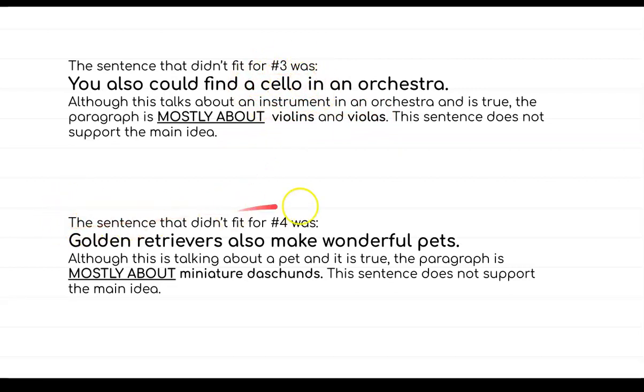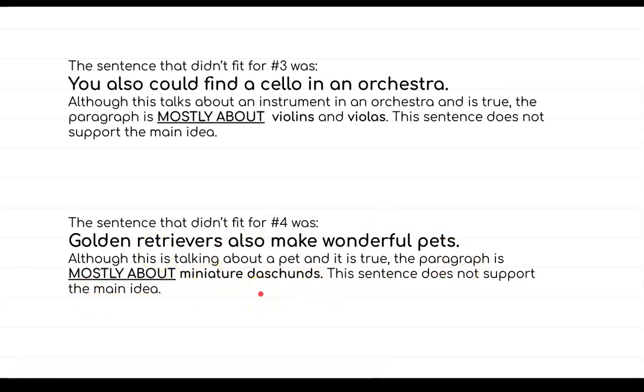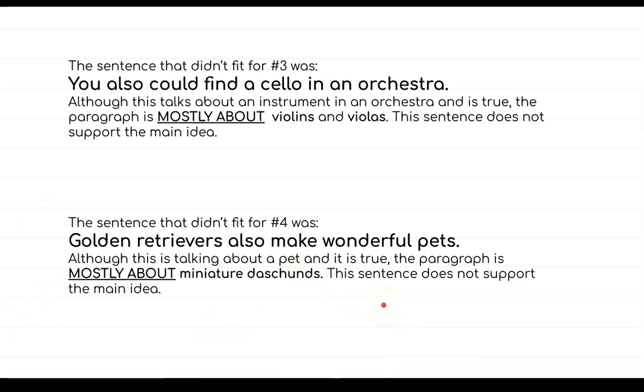The sentence that didn't fit for number 4 was that golden retrievers also make wonderful pets. While this is true, and they are a pet, the paragraph is mostly about miniature dachshunds. It's talking about these dogs. So it's really not necessary for there to be a random sentence about a completely different type of dog. This sentence does not support our main idea.